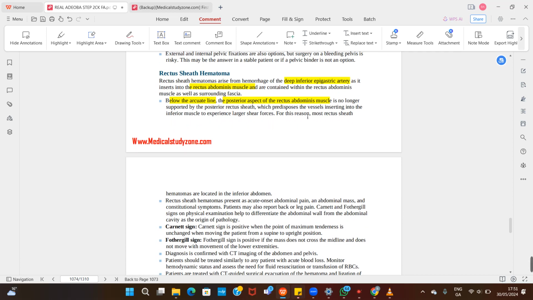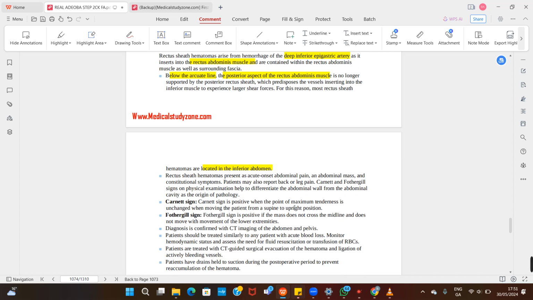So for this reason, most rectus sheath hematomas are located in the inferior abdomen. That makes sense because the arcuate line is located in the inferior abdomen, and that is where the inferior epigastric artery penetrates into the rectus abdominis muscle. That is where you have the inferiormost border of the posterior rectus sheath. So the vessels at that point are not having any posterior support, so they can easily shear off, leading to bleeding. So individuals with rectus sheath hematoma, how would they present?